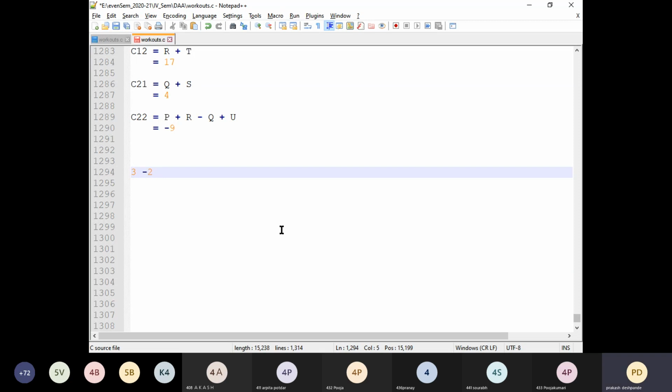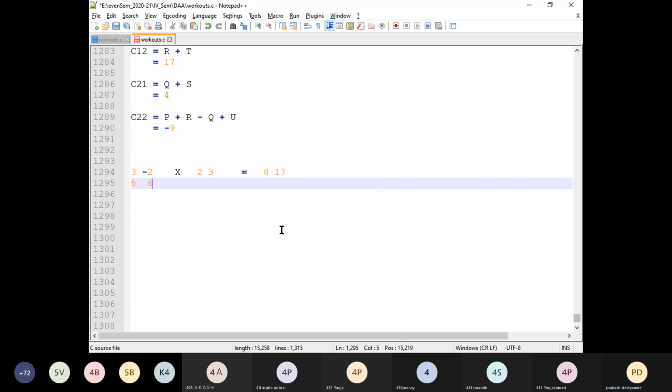B minus 2 multiplied by here 2 and 3, and then the answer is going to be 8, 17, and the second rows are 5, 6, and minus 1 minus 4. The final answer of the second row, 4 minus 9.